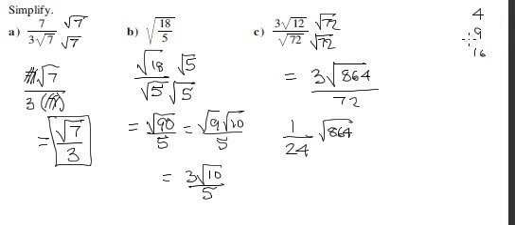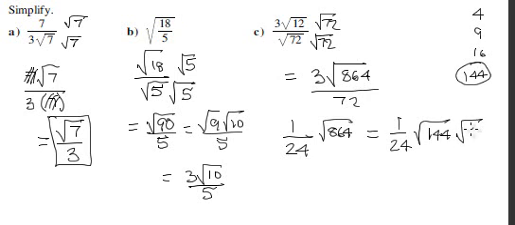Is it 25? Won't go, clearly. 36? Yes, 36 goes into it 24 times. I have a hunch. Ah, yes. 864 is divisible by 144, which is 12 squared. I think that's the quickest way to chop this thing down. We have 1/24 root 144 root 6.